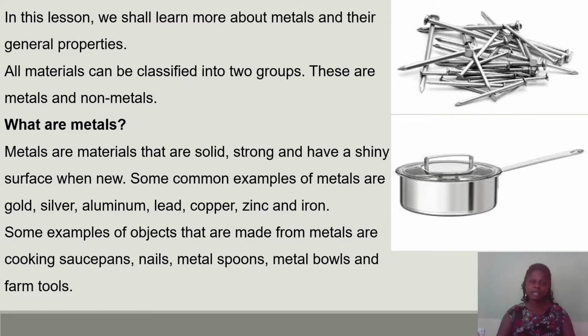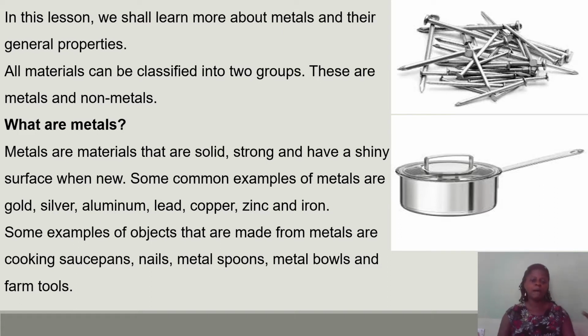All materials can be classified into two groups. These groups are metals and then what? Non-metals. These groups are metals and then non-metals. Let's take a look first of all at what metal is.